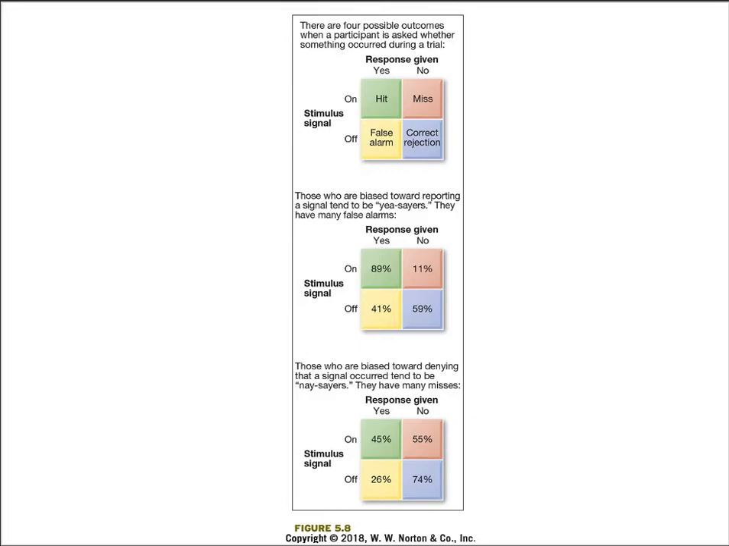Those who are biased toward reporting a signal tend to be yaysayers. They have many false alarms. Those who are biased towards denying that a signal occurred tend to be naysayers. They have many misses.